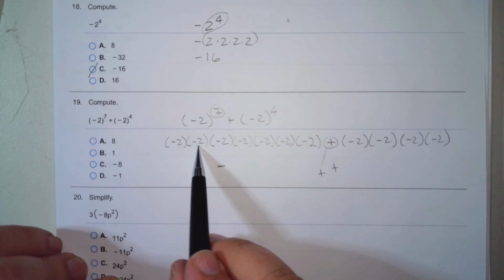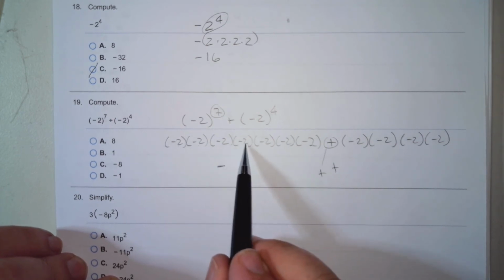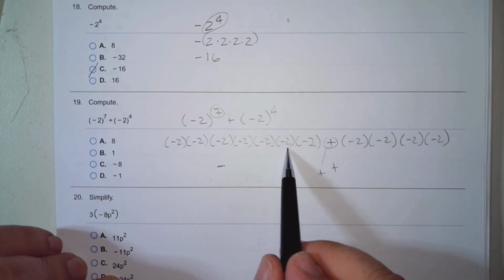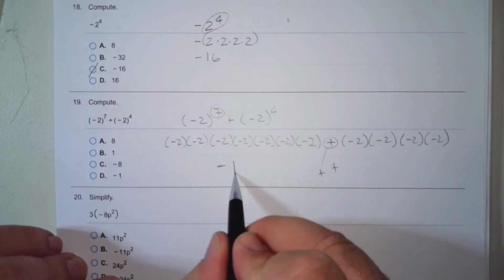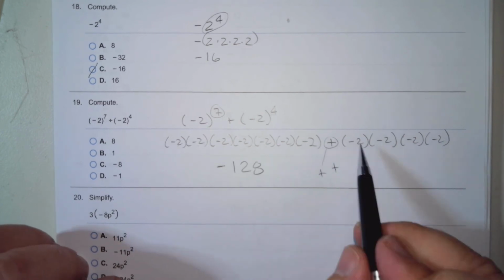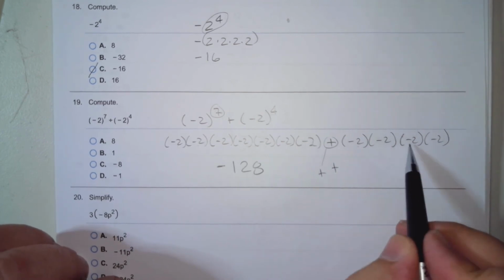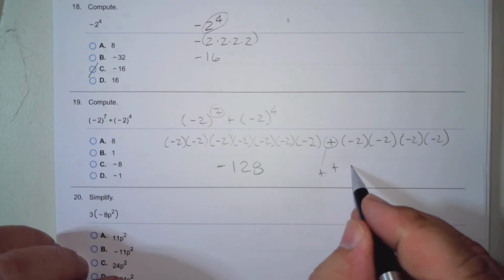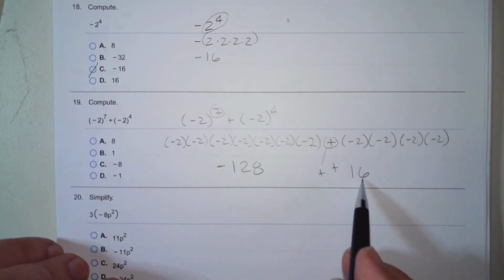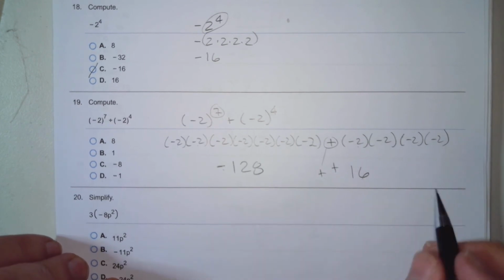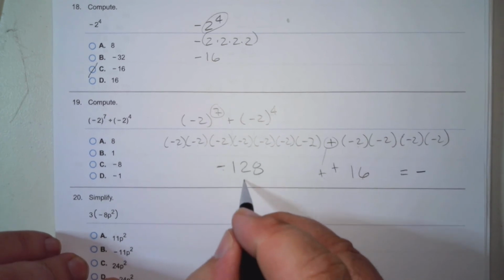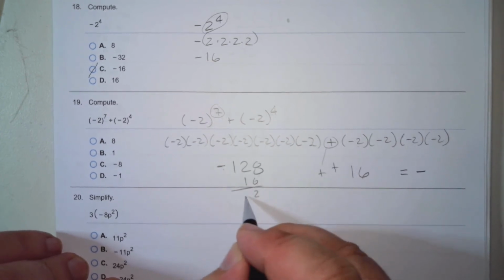2 times 2 is 4, times 2 is 8, times 2 is 16, times 2 is 32, times 2 is 64, times 2 is 128, and that's negative 128. 2 times 2 is 4, times 2 is 8, times 2 is 16. So negative 128 plus 16. Opposite signs. 128 is bigger. So 128 minus 16.